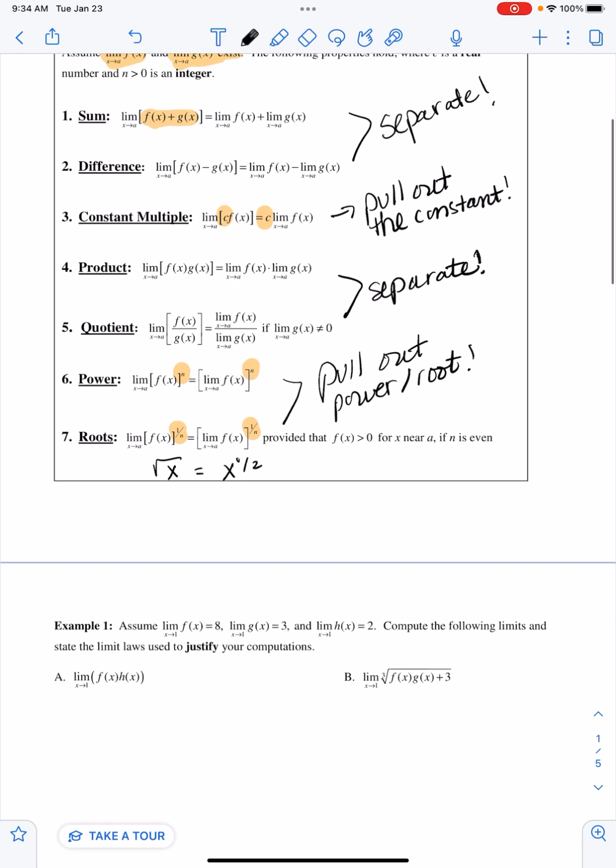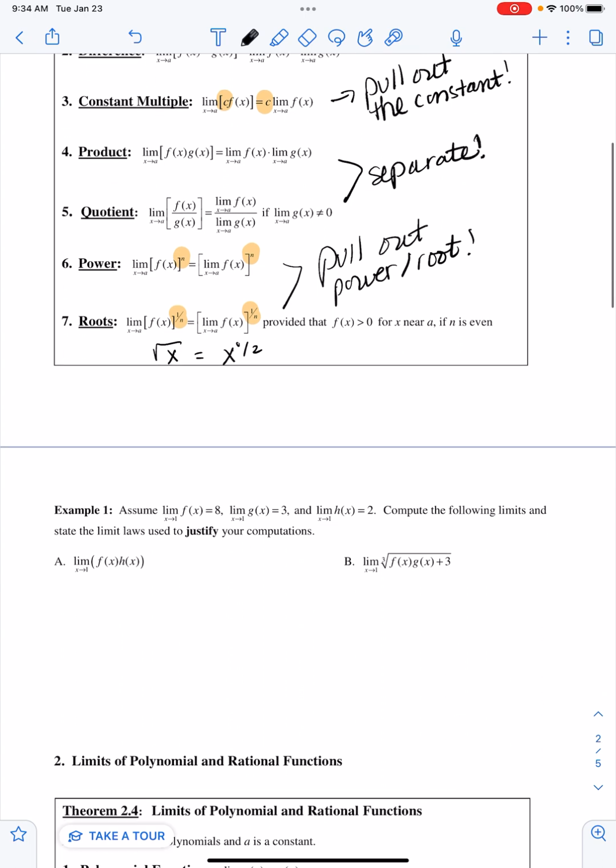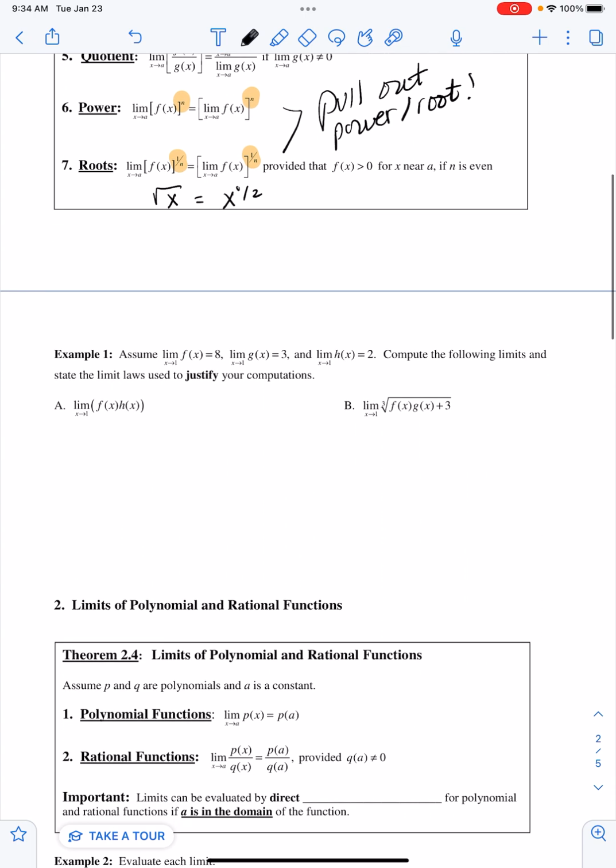Okay, so for our first example, it's just a matter of recognizing these properties and seeing what's happening. You don't have to necessarily be truly formal with this. You are given the answers for limits. You didn't have to find them. So we have the limit as x approaches 1 of f of x is 8. The limit as x approaches 1 of g of x is 3. And the limit as x approaches 1 of h of x is 2. So we're going to use the limit laws we just looked at to justify what happens.